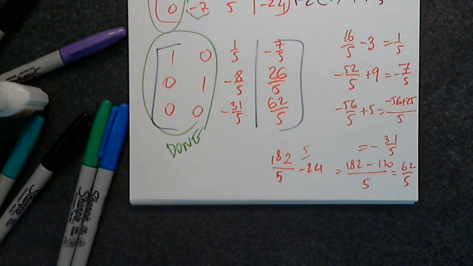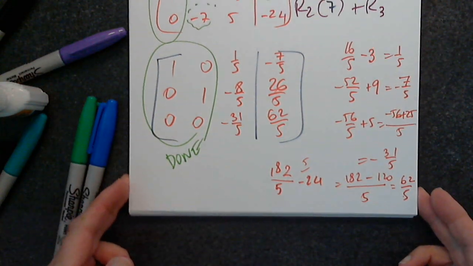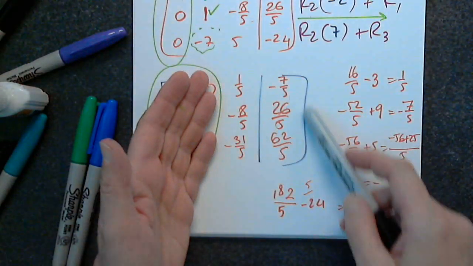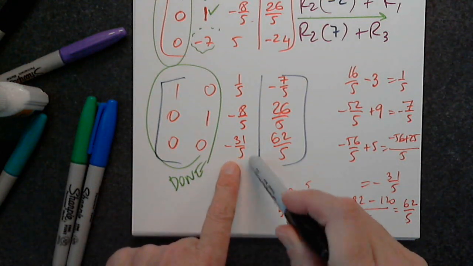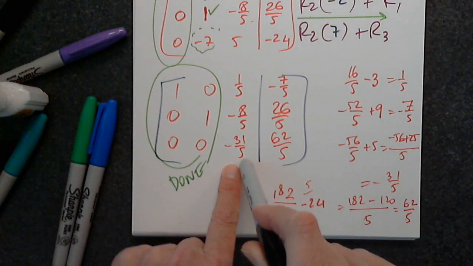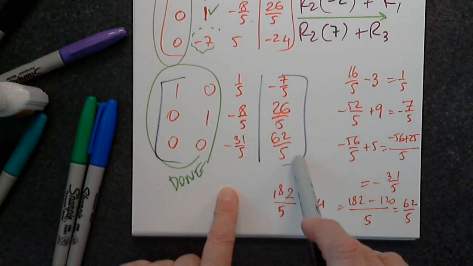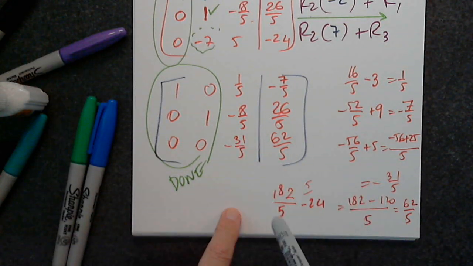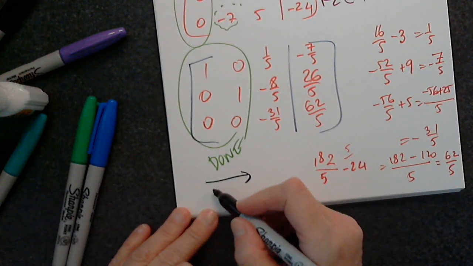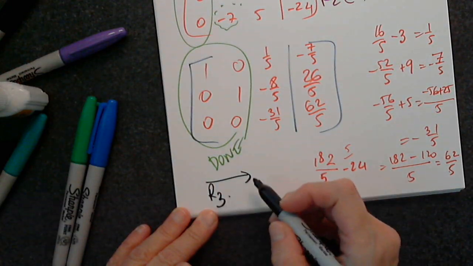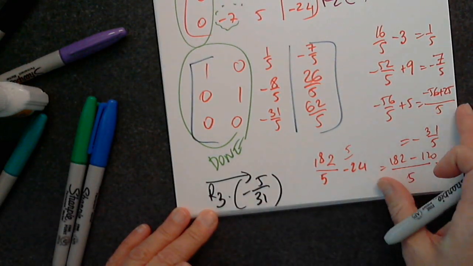Where are we now? Where are we from all these remaining ones? Where am I looking now? Right here. So what do I have to get here? So what should I do to both sides or to this row to get a 1 here? Multiply both sides by negative. Yes. So here we have to multiply in the next step. We multiply row 3 by negative 5 over 31.